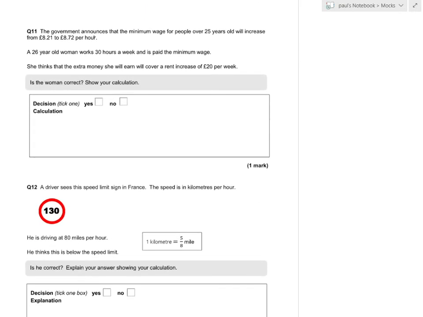The government announces that the minimum wage for people over 25 will increase from that to that. A 26-year-old woman, yes, she's over 25, works 30 hours a week and pays the minimum wage. She thinks that the extra money will increase will cover the rent. So what's the difference for that?